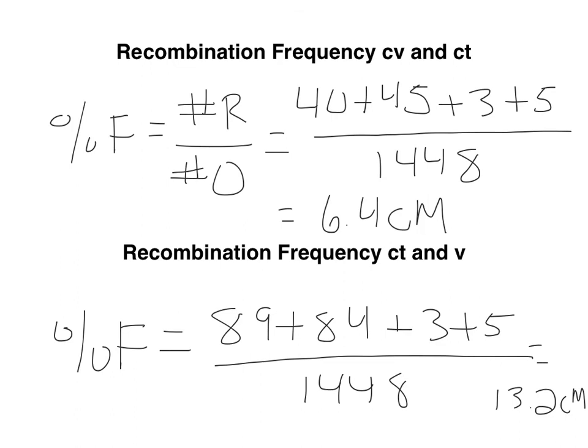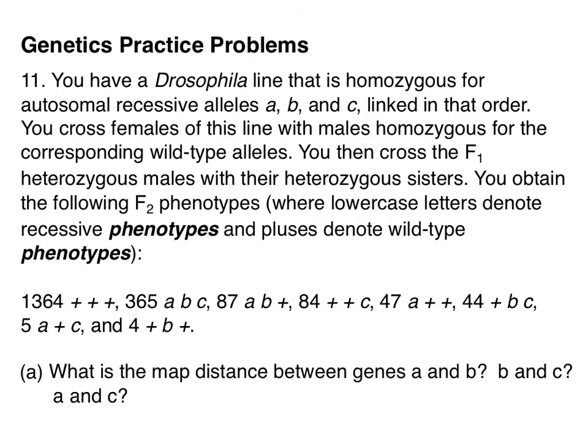So now we have the map distance, we have the relative distance between CV and CT and V, and we can construct a very simple genetic map that shows the distance between all three loci. Hopefully you can see that the distance between CV and V would be the sum of the distance between CV and CT and CT and V, because we know, again, the gene order is CV, CT, V. So if we know the distance between CV and CT, and the distance between CT and V, we know the distance between CV and V. All right, so that is how you want to go about solving a 3-point test cross problem.